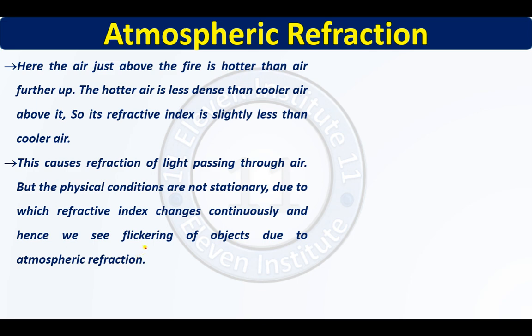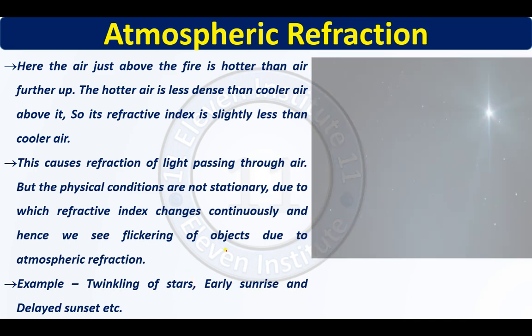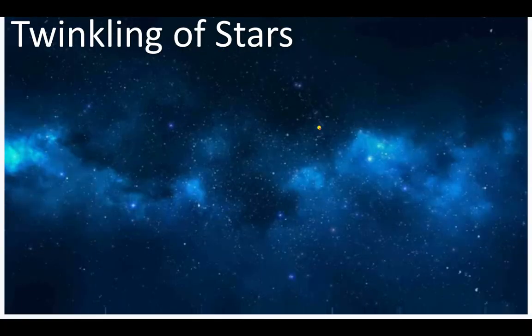We have already understood this sentence. Examples of atmospheric refraction: twinkling of stars, early sunrise and delayed sunset. These all are examples of atmospheric refraction. Twinkling of stars is one of the frequent examples of atmospheric refraction that we experience in our daily life. So one thing should be clear in your mind about atmospheric refraction. This is actually twinkling of stars, but before that I would like to mention what causes atmospheric refraction.